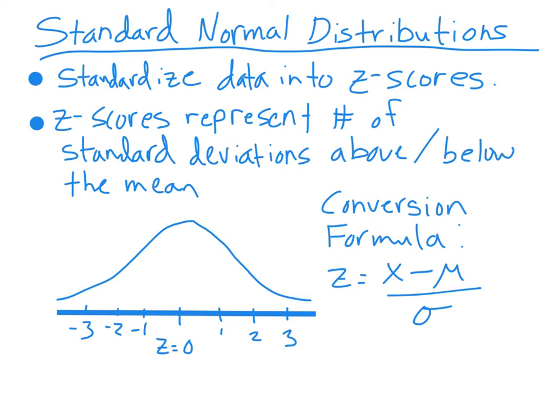And often we're going to want to go back and forth between z-scores and raw scores, those are our x's. This is a conversion formula that will take you from raw scores to z-scores. You take your raw score, subtract off the mean, and divide by the standard deviation. That is now a z-score.